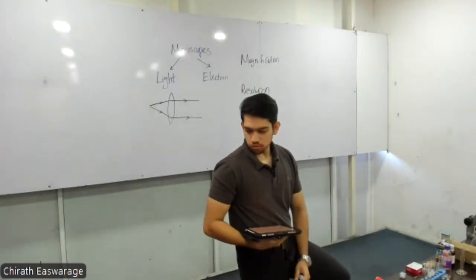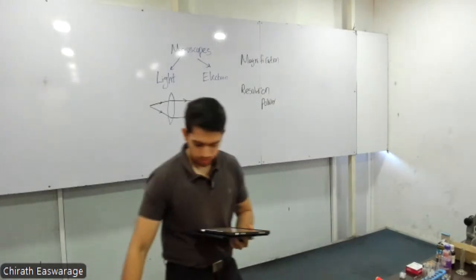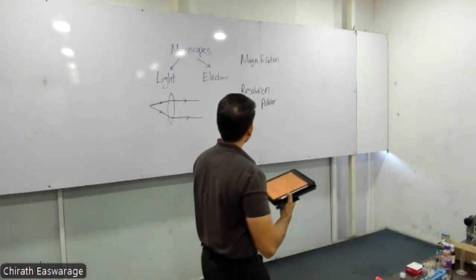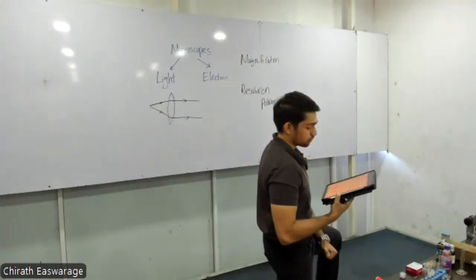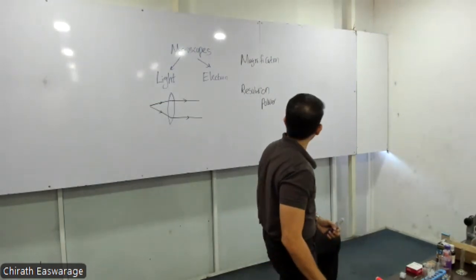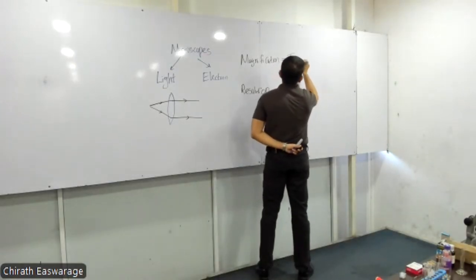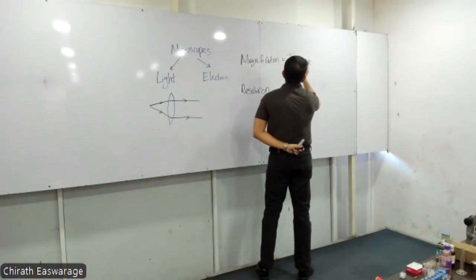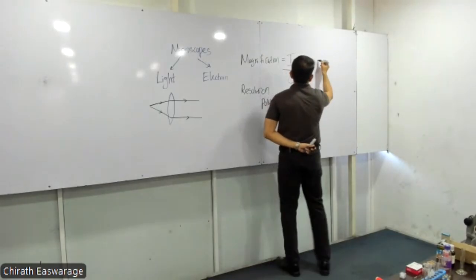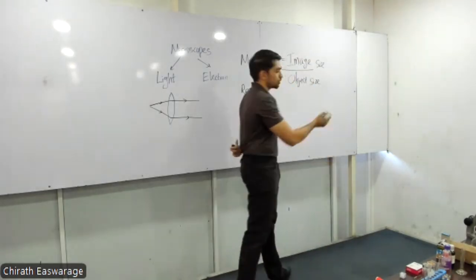Please highlight page 22. Magnification is the ratio of an object's image size to its actual size. Online students, you can hear me, right? Magnification is the ratio of an object's image size to its actual size. So if you write an equation, what is it going to be? Image size divided by object size. This is magnification. It's a ratio.